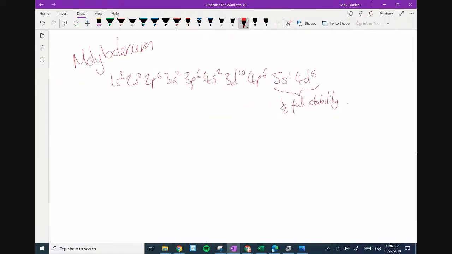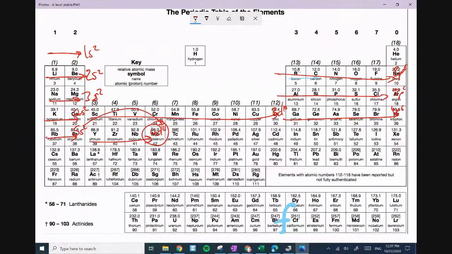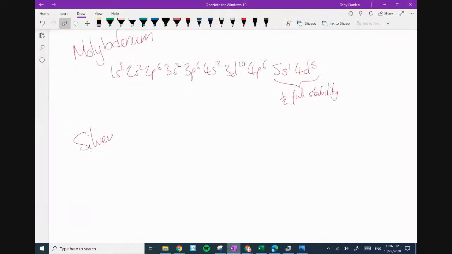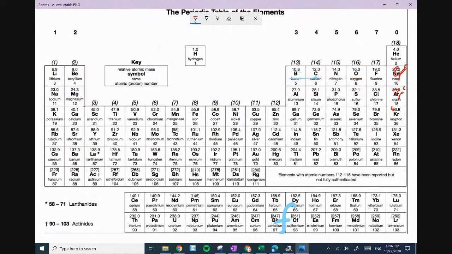Right, next, let's go for silver. Silver is element number 47. Let's read it off. It's in the same group as copper. You realize that it's just a case of reading the table. You do not learn any shell numbers. You learn to read my table.